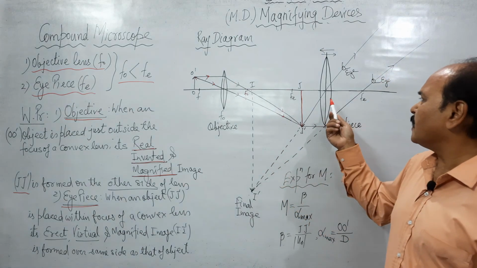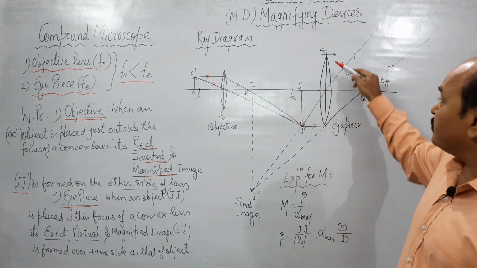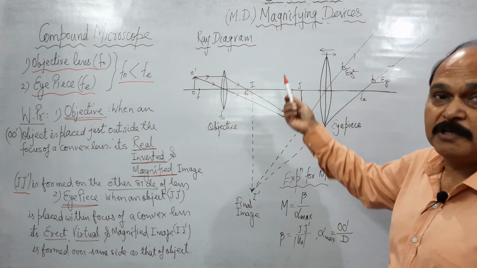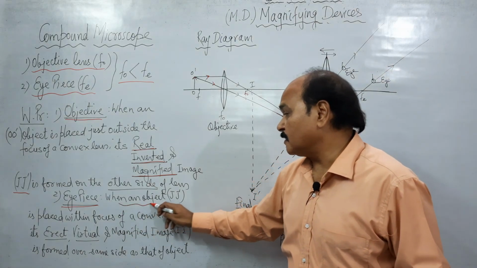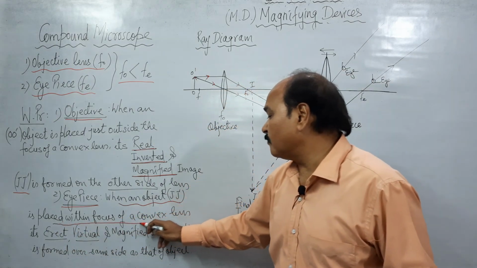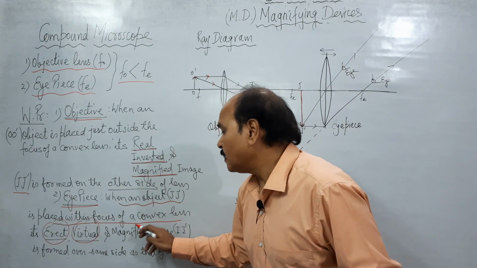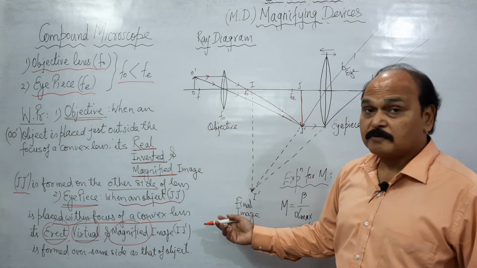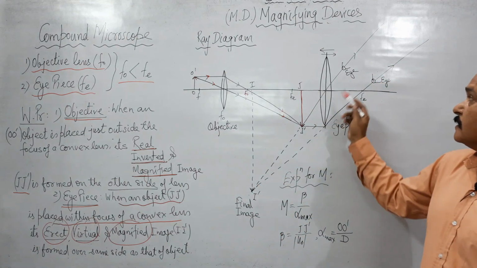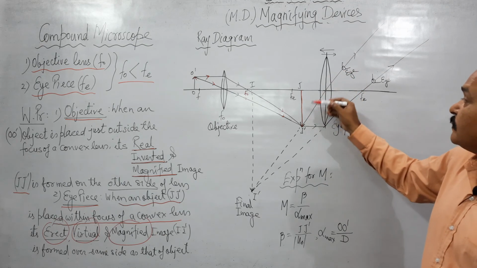The eyepiece works like a simple microscope. This JJ dash behaves as the object for this eyepiece. And what is the working principle for the eyepiece? That we already know. When an object, JJ dash, is placed within the focus of a simple convex lens, its erect, virtual and magnified image is formed on the same side as that of the object. So this is JJ dash. This eyepiece is moved to and fro such that JJ dash lies within its focus.